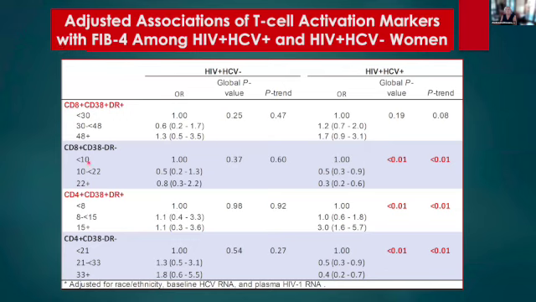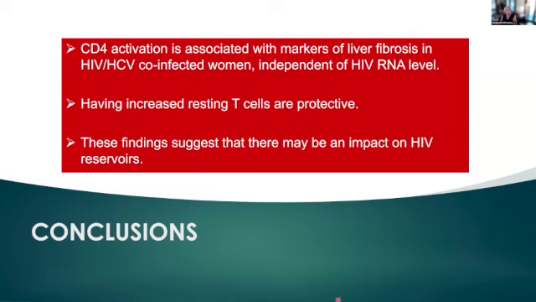So what you see is a clear-cut increased fibrosis with CD4 activation, a threefold increase. There's a trend for CD8 increase, but importantly, having resting T cells is protective, and that is interesting because it may have some impact on viral reservoirs. For this particular study, I'm only giving you highlights because all of these studies are extremely complex and have many adjustments and very detailed statistical analyses.